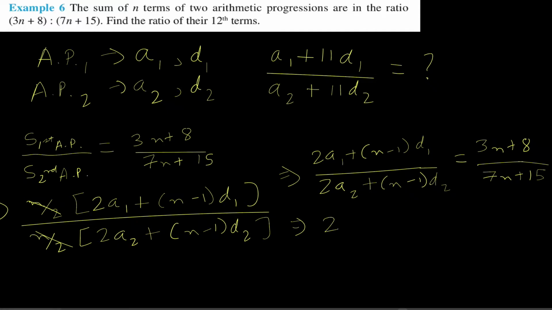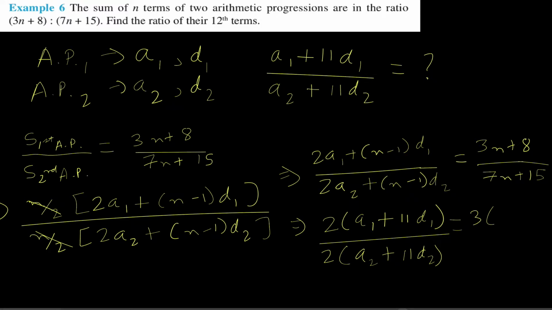So what would we get? If you take 2 as common, you get 2 times (a1 plus 11 d1), since 23 minus 1 is 22. Similarly, we will have 2 times (a2 plus 11 d2). And here we will have 3 times 23 plus 8 over 7 times 23 plus 15. So the 2 goes away. Just to write clearly, we substituted n with 23 in order to get this ratio.